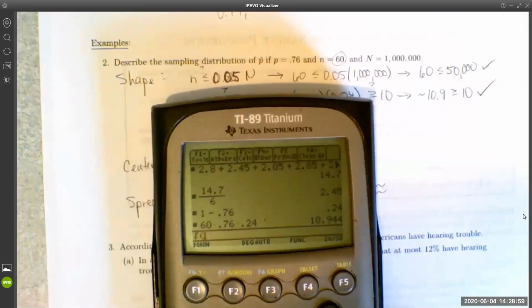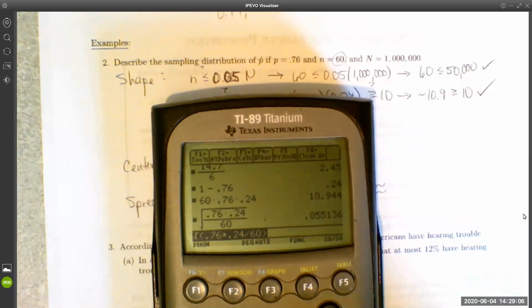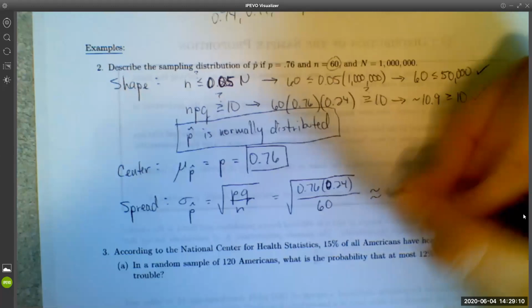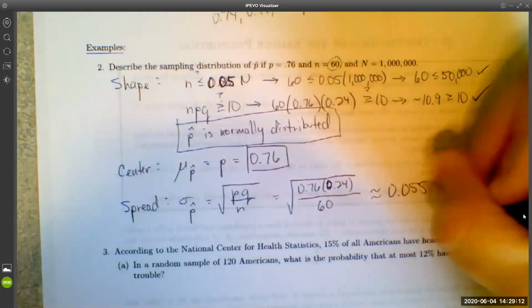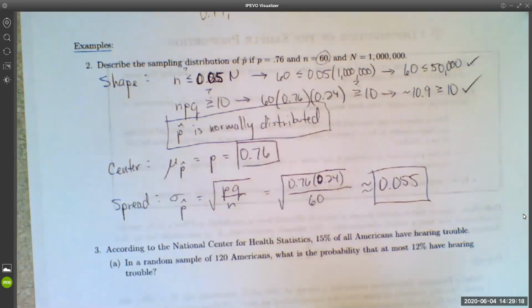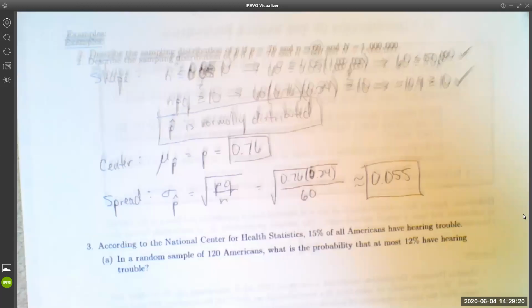The square root of 0.76 times 0.24 divided by 60 is, let's go 3 decimal places, 0.055. So there's the spread. That's it. There's the shape, center, and spread of the distribution. So that's one type of homework problem you might encounter.